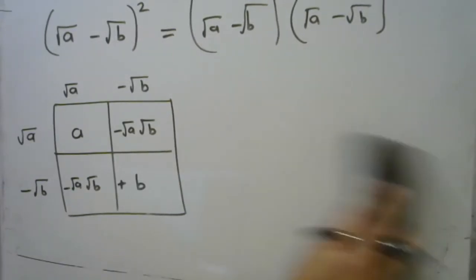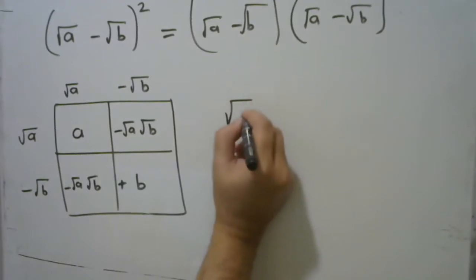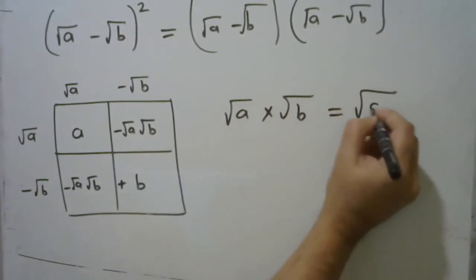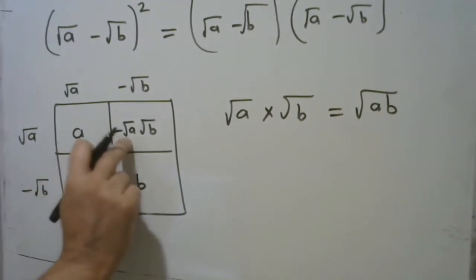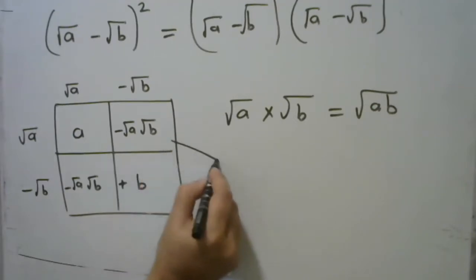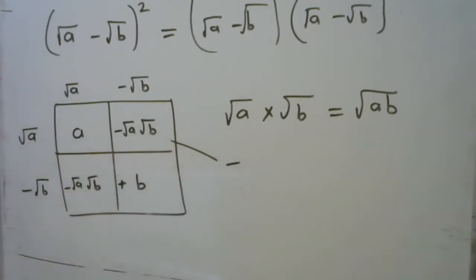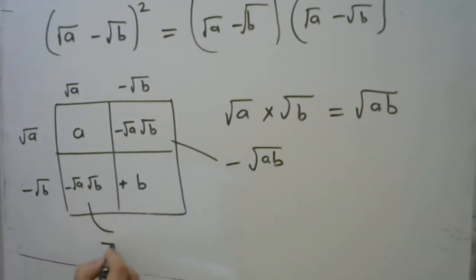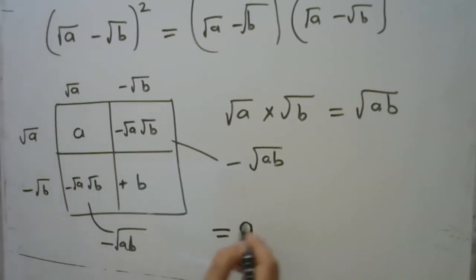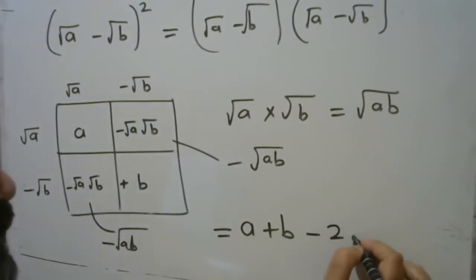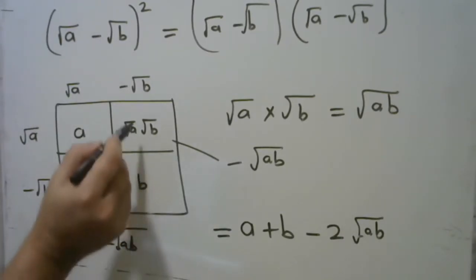Okay. We also know root of a times root of b is the same as root of ab. So in this case here, this is going to become minus, you can leave the minus sign out, root ab, and this here is going to be the same as minus root ab. All right, so this whole expansion here would be equivalent to a plus b minus 2 root ab, because you have minus root ab and another minus root ab.